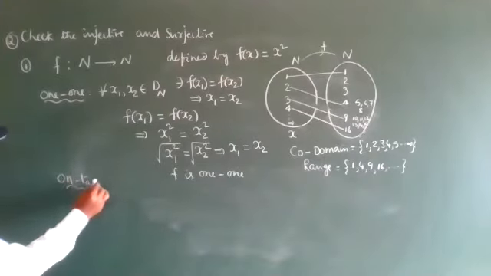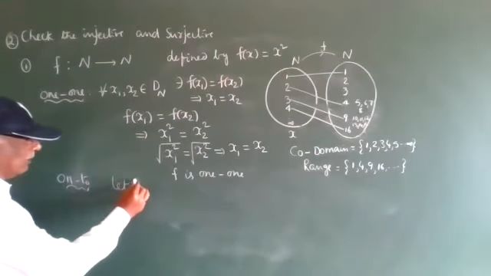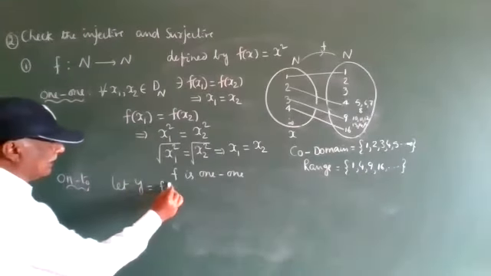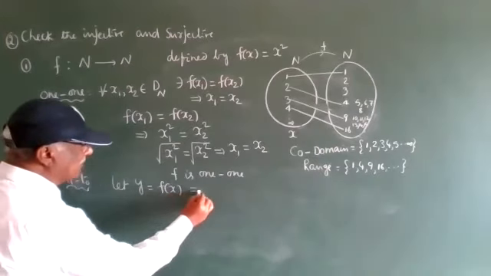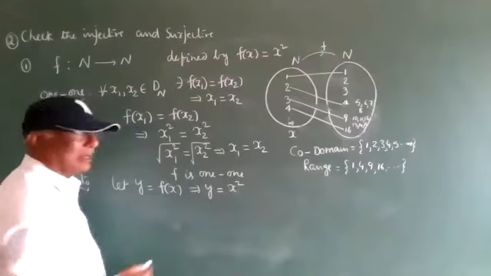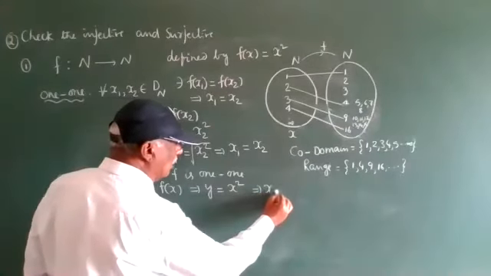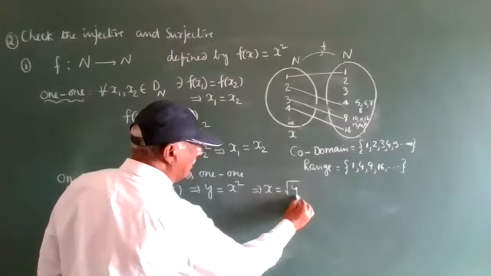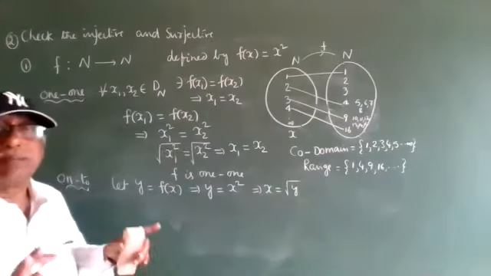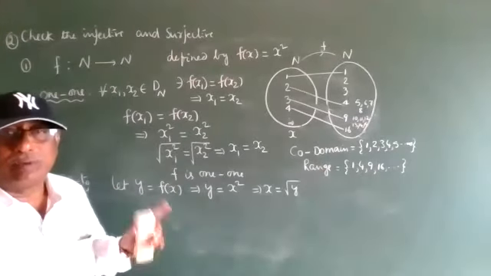What is an onto function? Let y = f(x). What is the f(x) value? Here f(x) is x squared, so x = root y. Root y means we get values only for perfect squares.